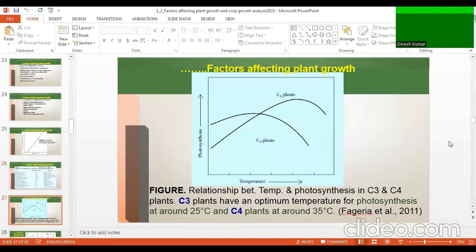Normally, you have two kinds of plants, C3 plants and C4 plants. So you can see the relationship between temperature and photosynthesis in C3 and C4 plants. Here you can see that C3 plants normally require a lower temperature for optimum photosynthesis or growth. In general, C4 plants' temperature requirement for photosynthesis or growth is higher than that of C3 plants, you can see.